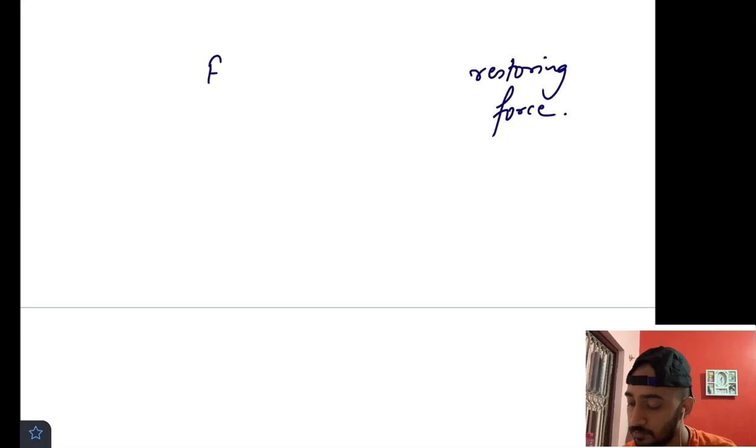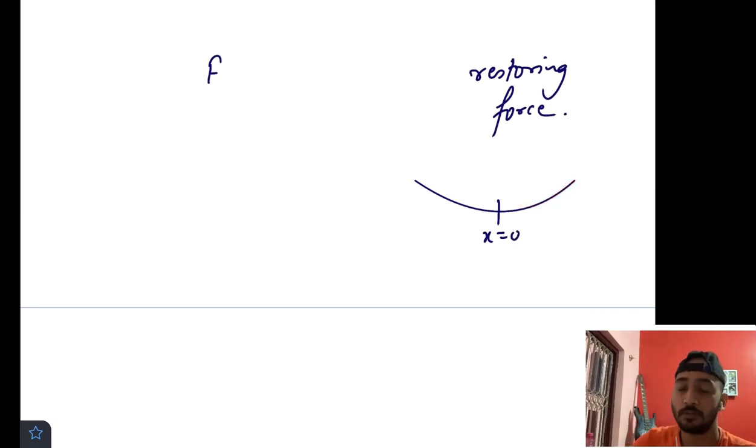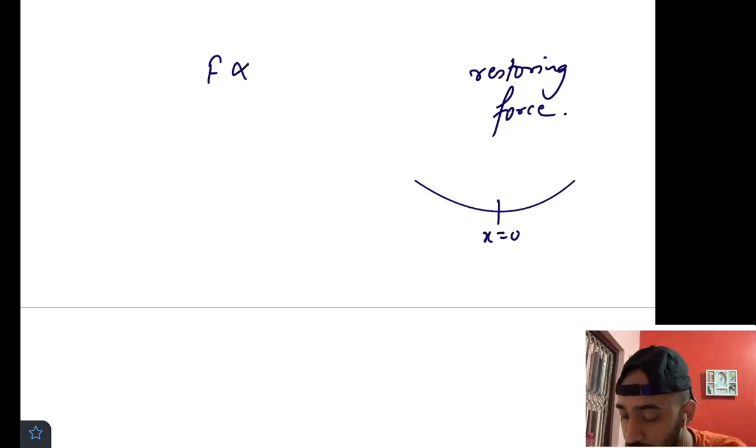For any type of to and fro motion there must be a mean position, and whenever the particle moves away from the mean position, the force will bring that particle back to the mean position. Okay, so a restoring force is necessary for the to and fro motion of a particle, and this restoring force must vary like this, where n must be an odd number.